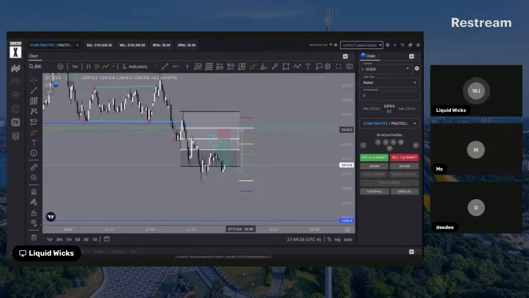we don't want to enter as soon as we hit that level. We want to see some type of confirmation, and that requires a lot of patience, because when you see price come up to a level and then trade away from it, you don't think it's going to come back, but it usually does. And if it doesn't come back, that's okay. That wasn't part of your plan. That was one of the most important lessons I had to learn.